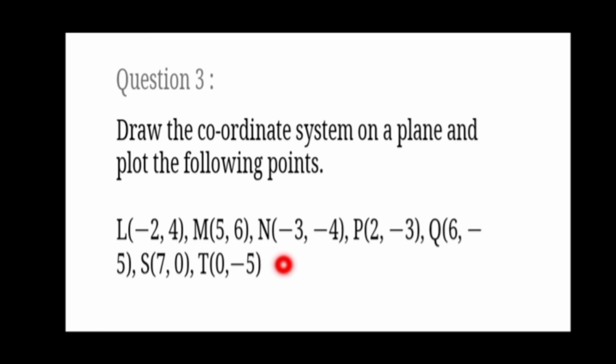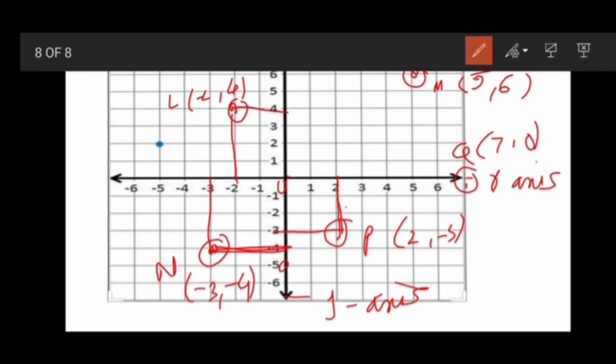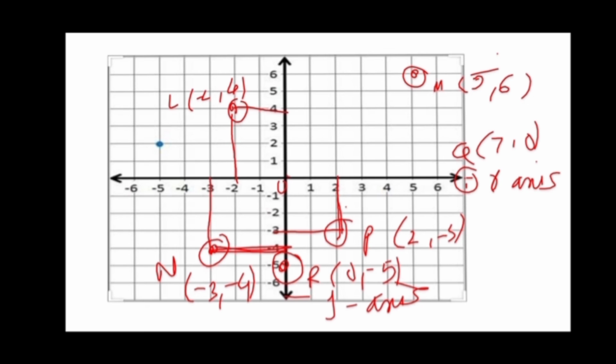And the next one is what? 0, minus 5. So the x coordinate is 0, see, means it must lie on the y axis, and that also where? Minus 5 they told. So minus 5 on the y axis is here. Okay, so you can take which point now? It will be point R you can take, and it is 0 and minus 5. So in this way we have plotted the points, see. Okay, so in this way, whichever points they give, we can write and we can plot them on the coordinate system. Okay, thank you.